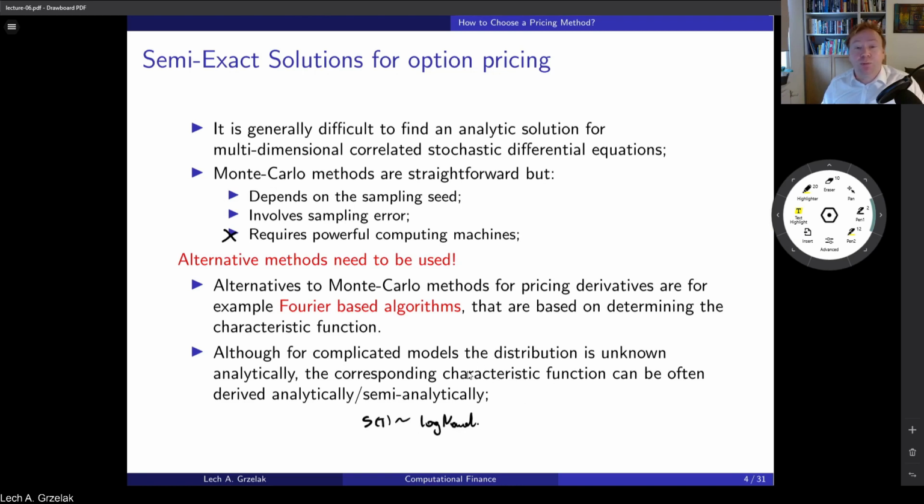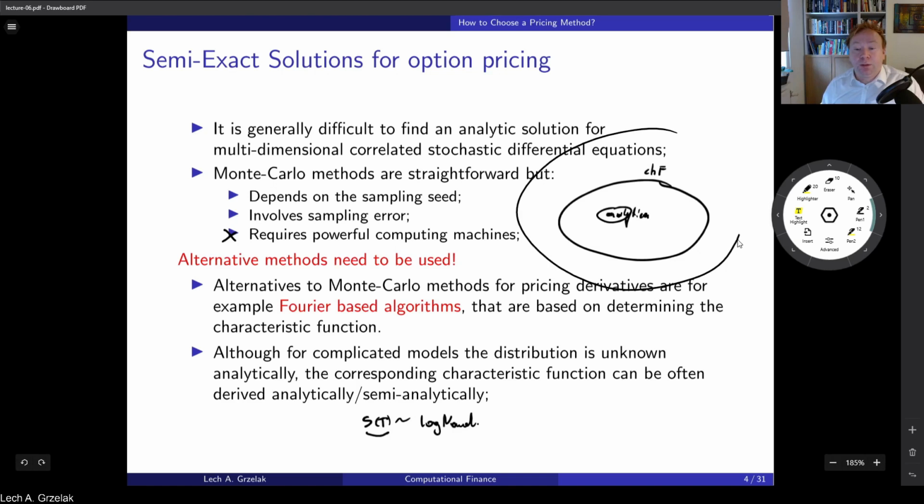However, in a multi-dimensional case, or sometimes even in much more advanced one-dimensional cases, we don't know it. So we don't know the distribution of the underlying stock process. However, we can think of the characteristic function. So we can imagine that we have a class of models for which we know the PDF analytically. For this model, this is the family of characteristic functions, and then this is the wider scope of the solutions for models which have solutions.